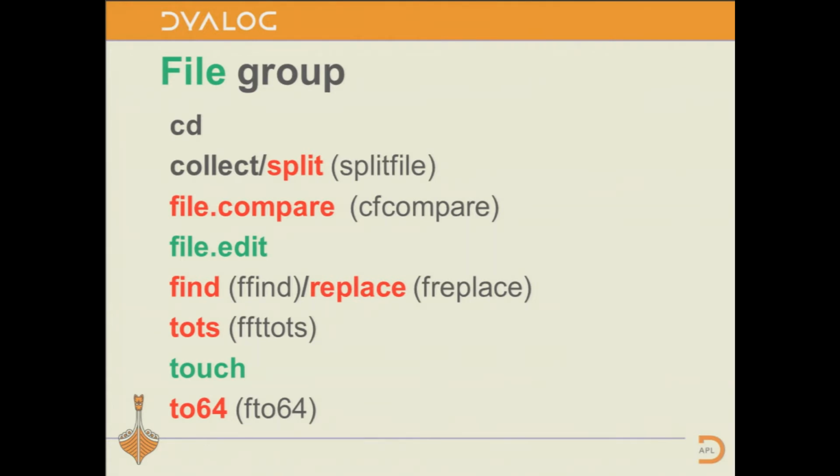If you're looking for something in a bunch of files, for example, certain text in your Dyalog files or some text files or PHP files or whatever, you can say find, you can even replace if you want. You can take the component files, a component file can have a timestamp. You can take that timestamp, turn it into human readable format. You have the touch command, which will create a file. And you have a command to change a group of 32-bit files into 64-bit.